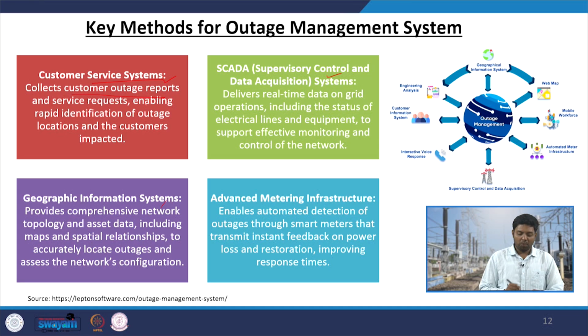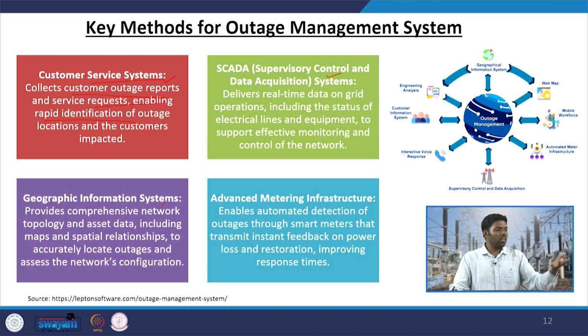So, among that, 4 are actually the major dominating things, that is the customer service system, which will collect the customers' outage reports and service requests, enabling rapid identification of outage location and the customers impacted. So, if some transformer has been burnt out or struck by lightning, immediately that news will come to the network operator through the customers. They will call the utility or customer care and inform them that okay, this happened. So, that is the real time information.